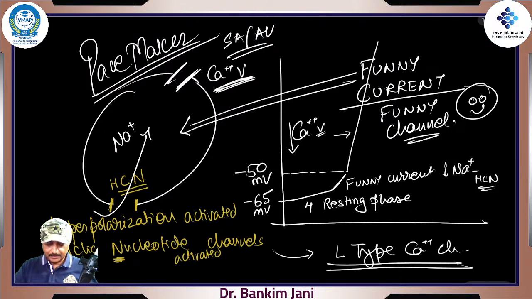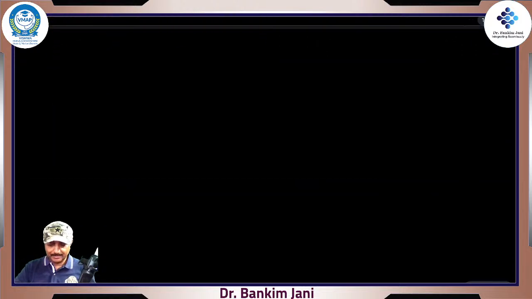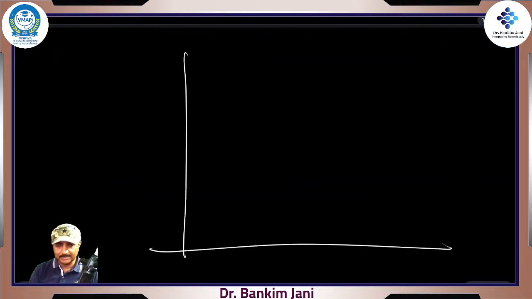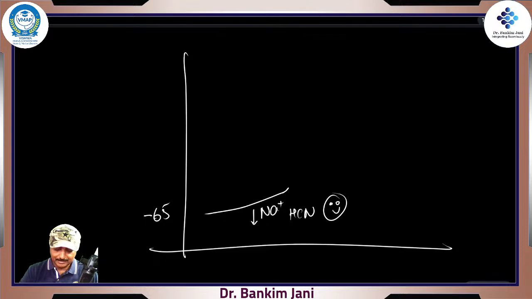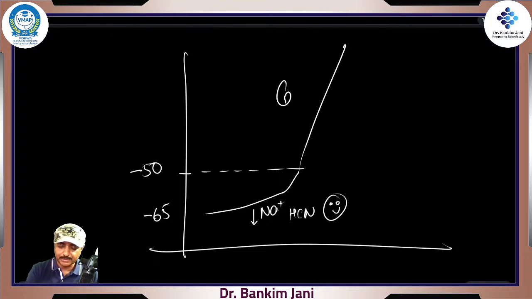But okay, let's simplify it. At minus 65, the sodium channels, sodium is entering, this is HCN, it is funny, and then it rises. This is the threshold, minus 50. That's where the calcium channels open. These calcium channels are voltage gated, calcium is coming in.